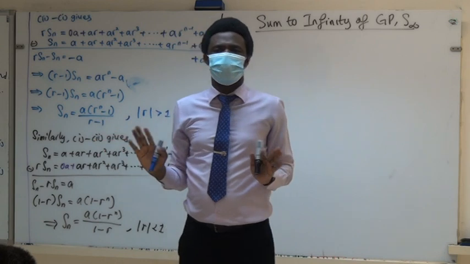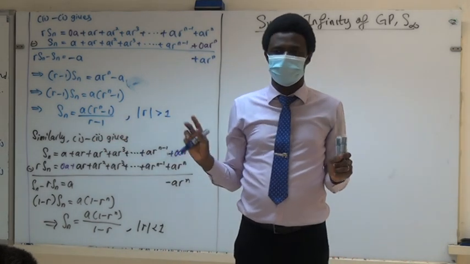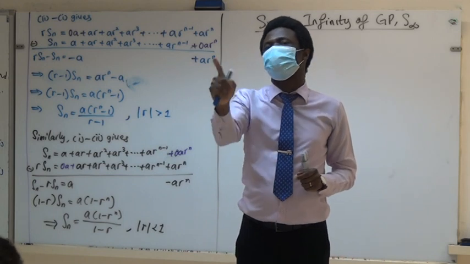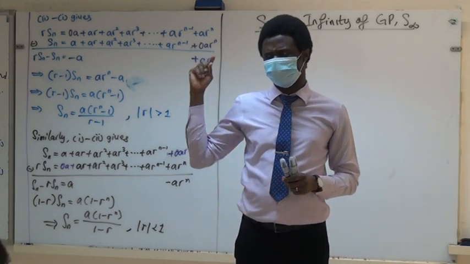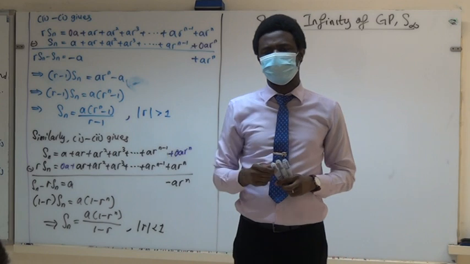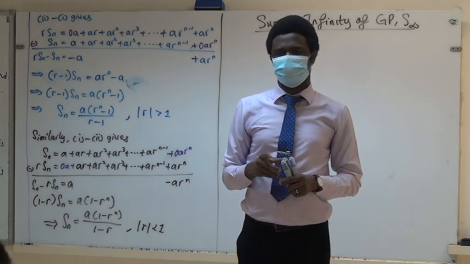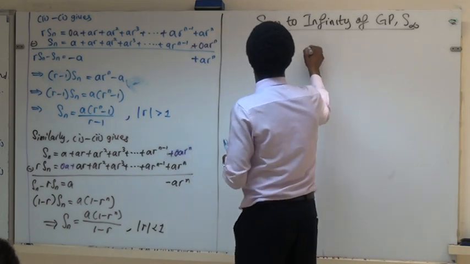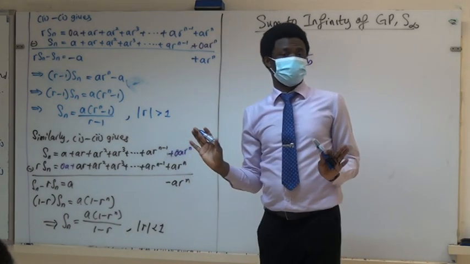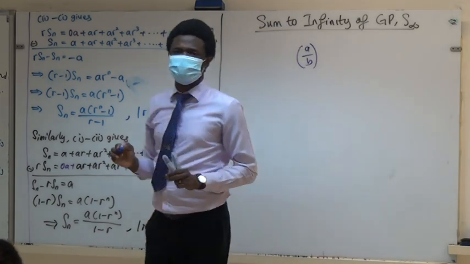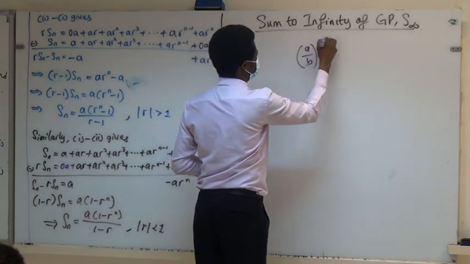Pick any common ratio. Just pick a number that is a fraction. A proper fraction, sorry, not improper. I think I mentioned improper at first. That was an error, please. A proper fraction. So, I pick A over B, for example. That's my proper fraction. Put it in the form of brackets, then power.